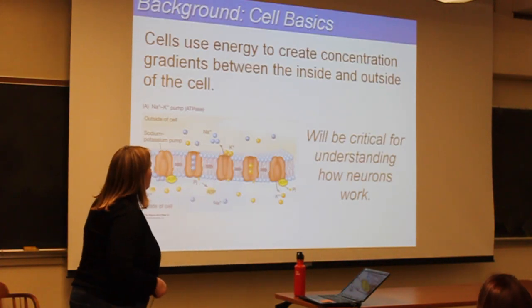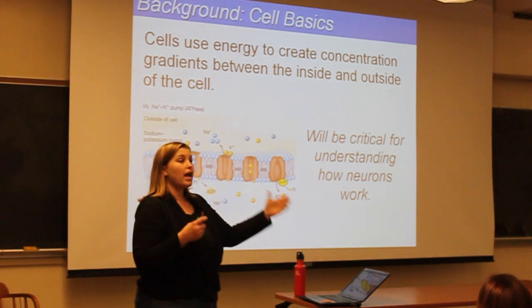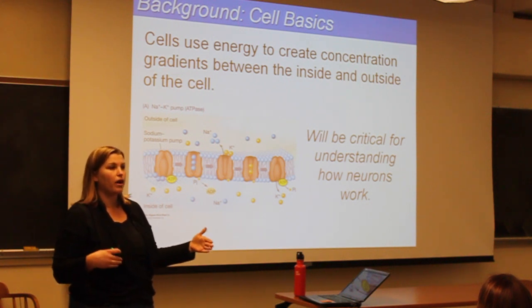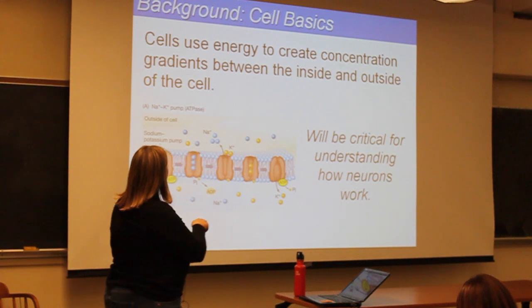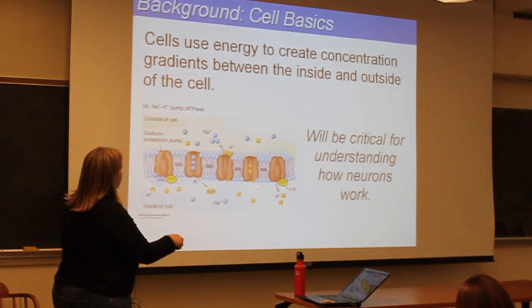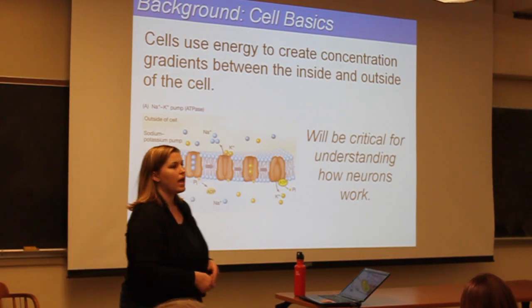Okay, so cells actually use energy to create concentration gradients across their lipid membrane, okay? So this is that lipid membrane that we looked at before. This is the outside of our cell. This is the inside of our cell. And you see these little yellow blobs that say ATP.